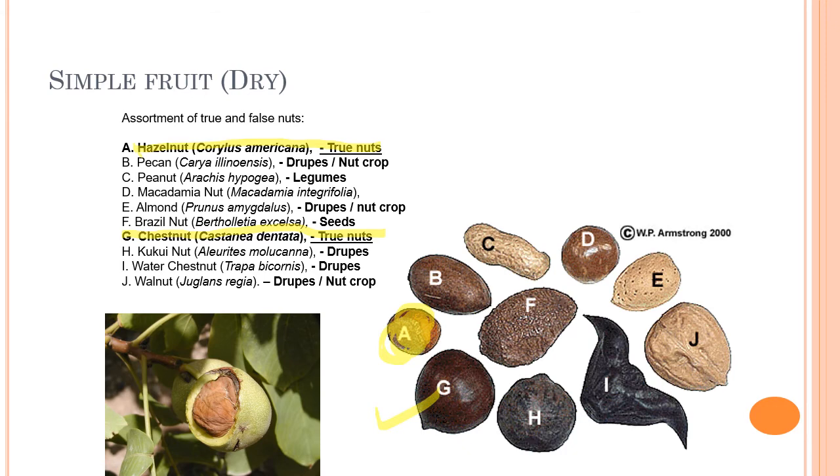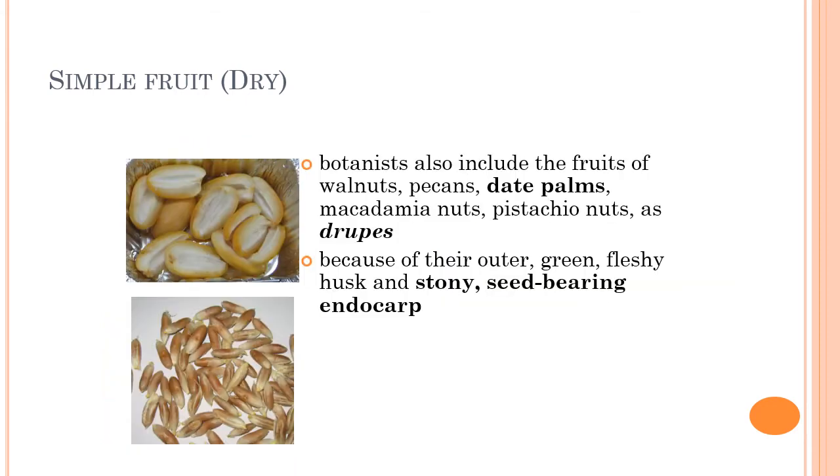The rest are not dry fruits, and actually most of these don't belong to fruit crops, for example peanuts. Peanuts are not fruit trees or fruit crops. There are many fruits that are considered drupes, including walnuts, pecans, macadamia nuts, and pistachio. All of these are considered nuts. They have a soft exocarp and mesocarp, but the endocarp is very hard.